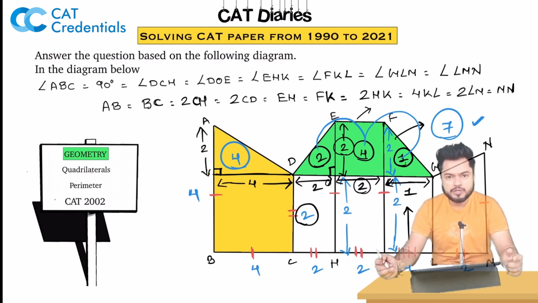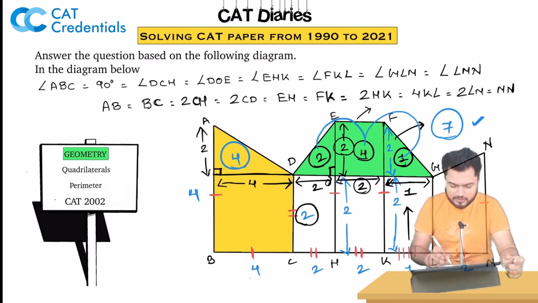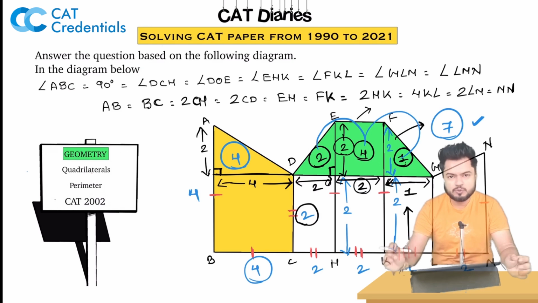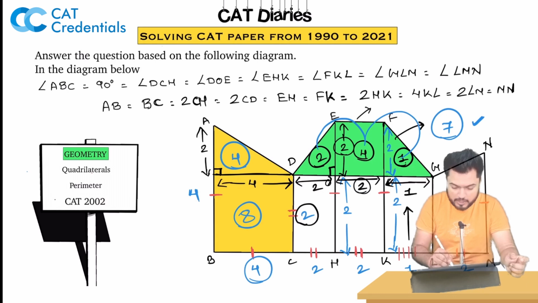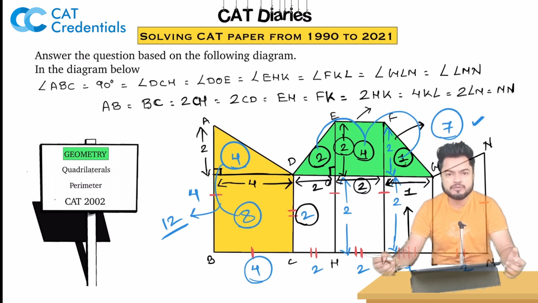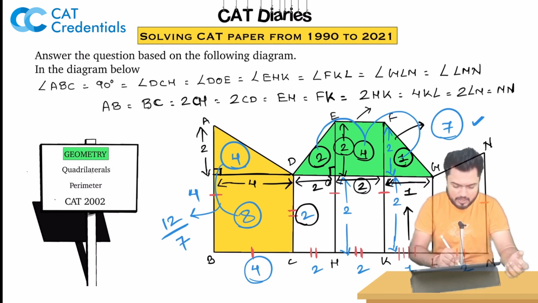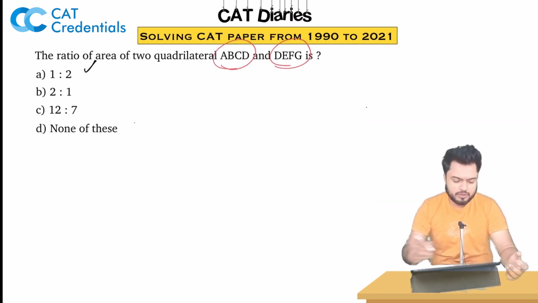Now what is the area of the rectangle below this? This rectangle has two sides, one is 4, the other one is 2. The area of a rectangle is length into breadth, so 4 into 2, 8. So 8 plus 4, the total area of this yellow part turns out to be 12. And I already know the total area of the green part is equal to 7. 12 by 7, that's your answer, which is option number C.